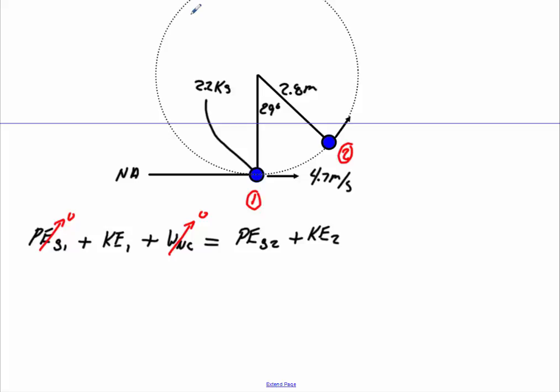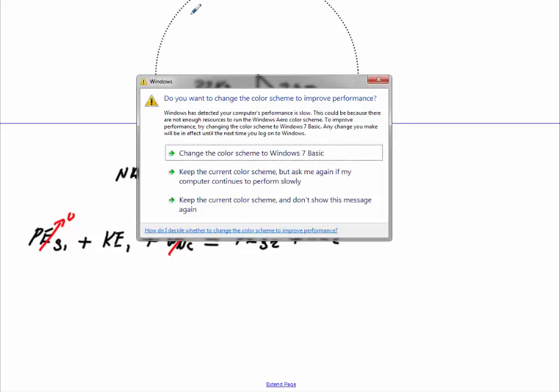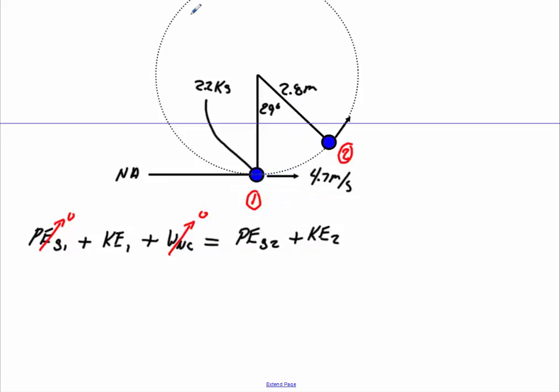So we write out over here what the kinetic energy is. That's going to give me 1/2 times my mass, and the bob has a mass of 2.2 kilograms, times my velocity squared, which will be 4.7 meters per second. We will square that. That's everything I'm going to have on the left side.